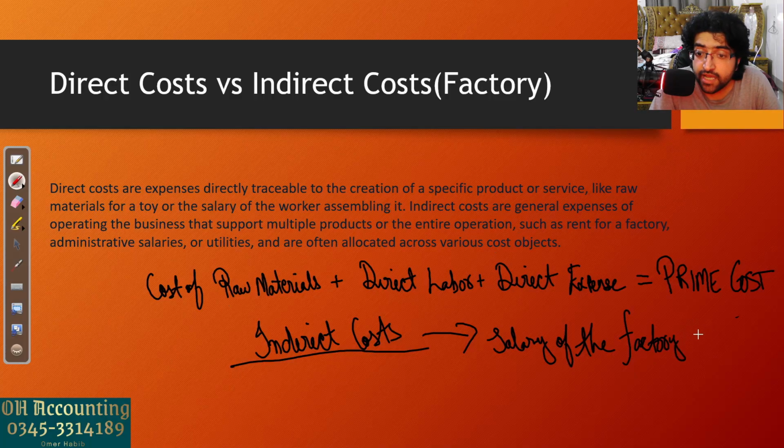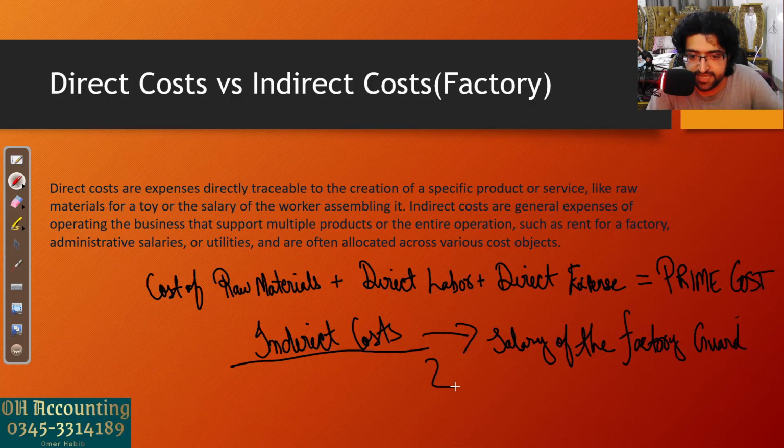Is the guard involved in manufacturing the table? Is he cutting the wood for you? No, right? So this cost is necessary for the factory, for the safety of the factory, so that no one comes and steals your things. But the factory guard is not directly involved in the manufacturing process. So this is an indirect cost of the factory.